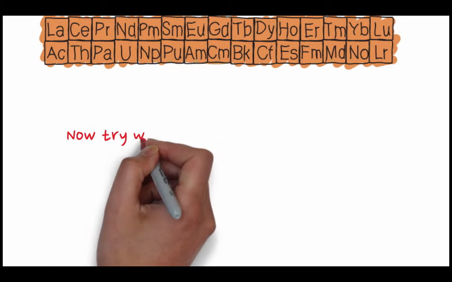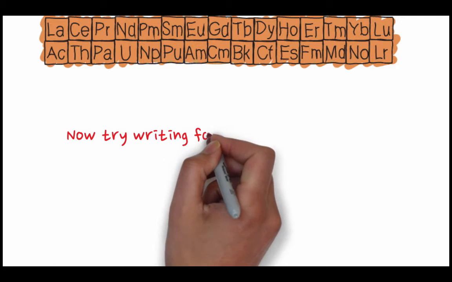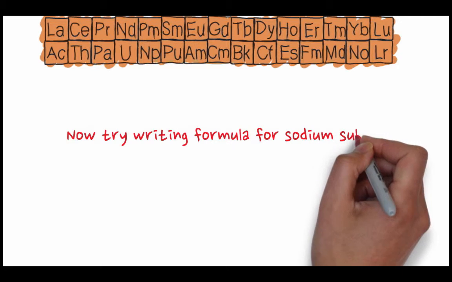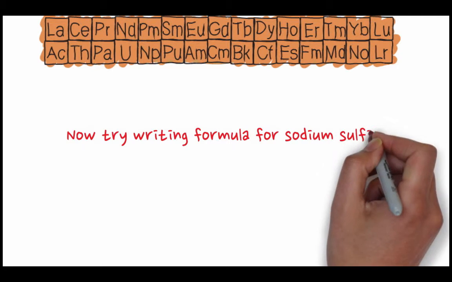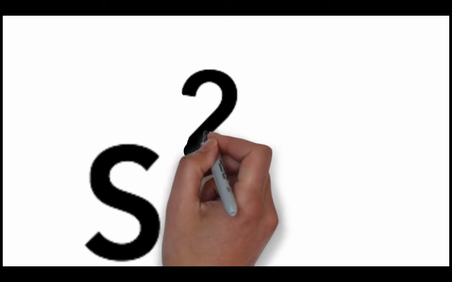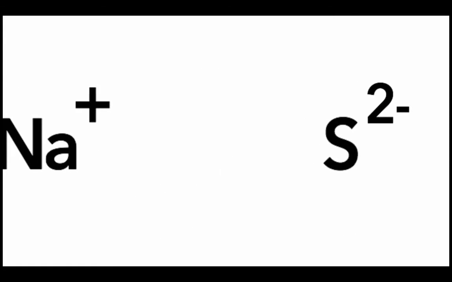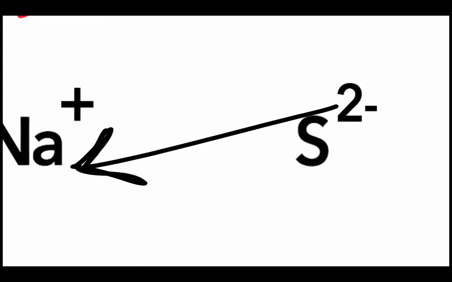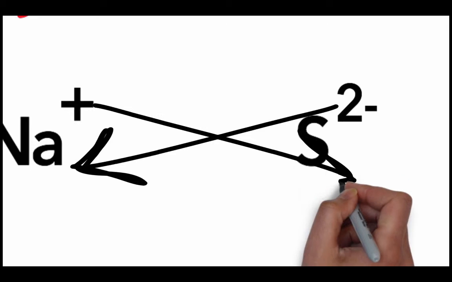Now I want you to try a formula for sodium sulfide. Pause the video and then come back and see the way you do it. I've got the charges for each. They do not balance, so I swap and drop, giving me the formula Na2S.